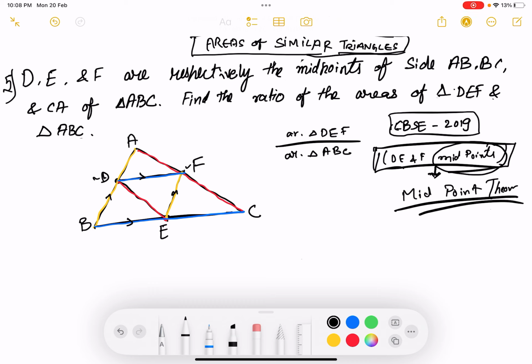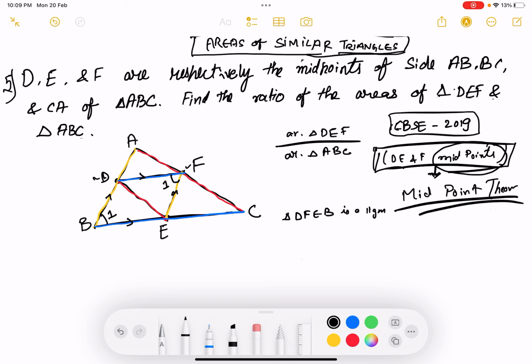Hence, DFEB is a parallelogram. We can say this? Yeah, of course we can say this. In a parallelogram, opposite angles are equal. So if this angle is 1, then this angle will also be 1.